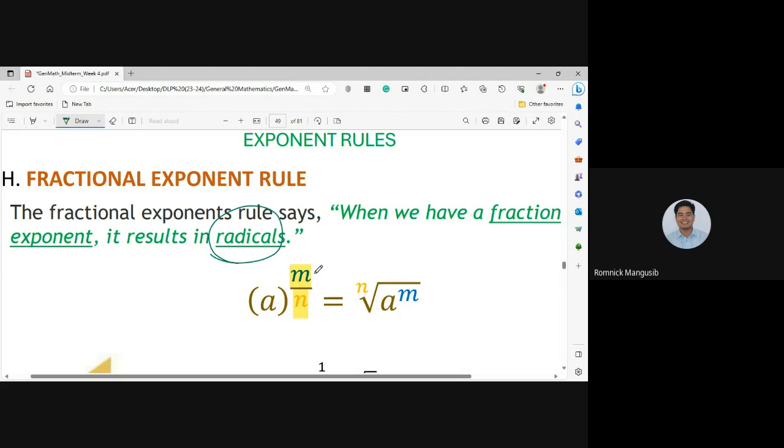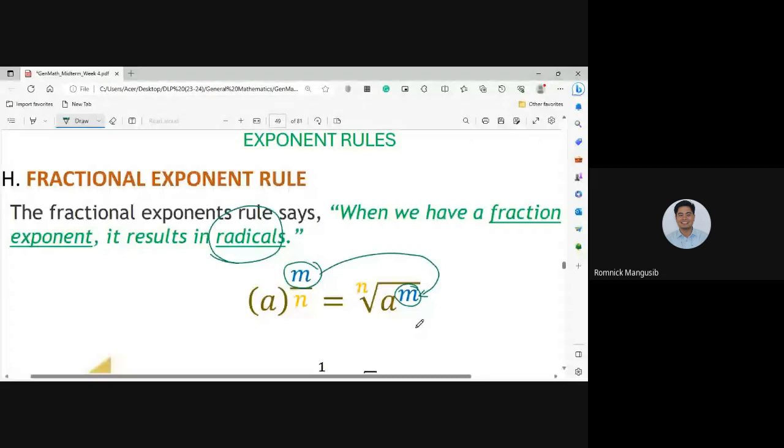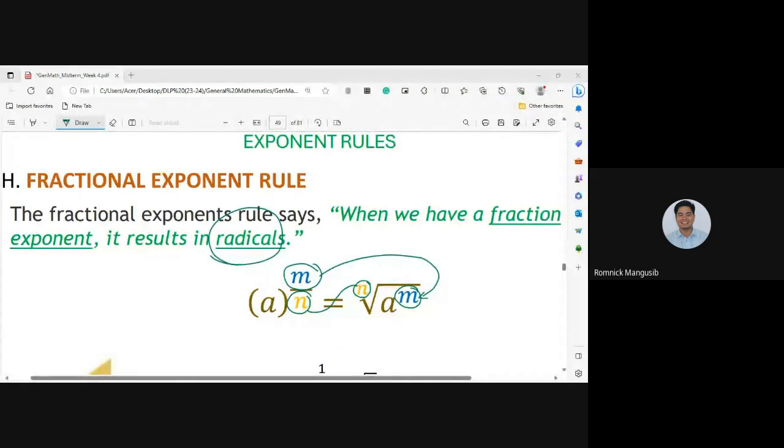Pakatandaan niyo lang kung ano ang nasa numerator. What's in the numerator, class, this numerator in the exponent should be found inside. Mapapabilang siya sa radical. Okay? However, the numerator of the exponent becomes the index of the radical number. Diyan na papasok yung square root, cube root, ganyan, and others.